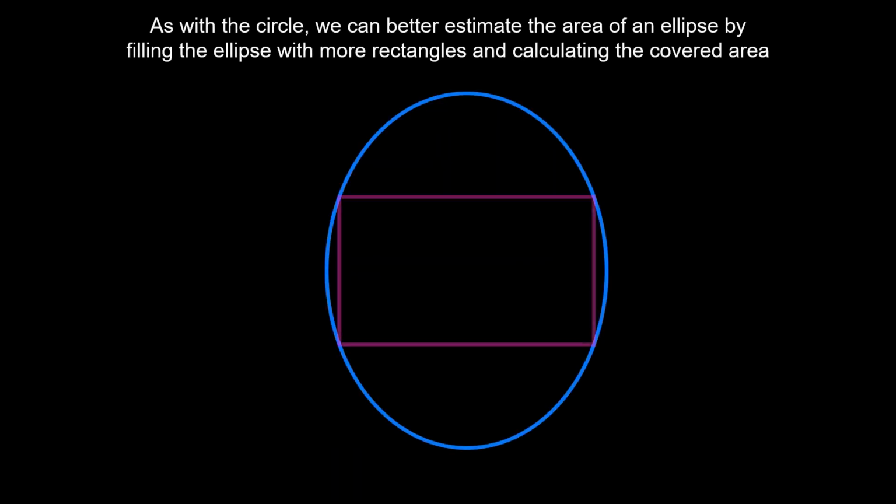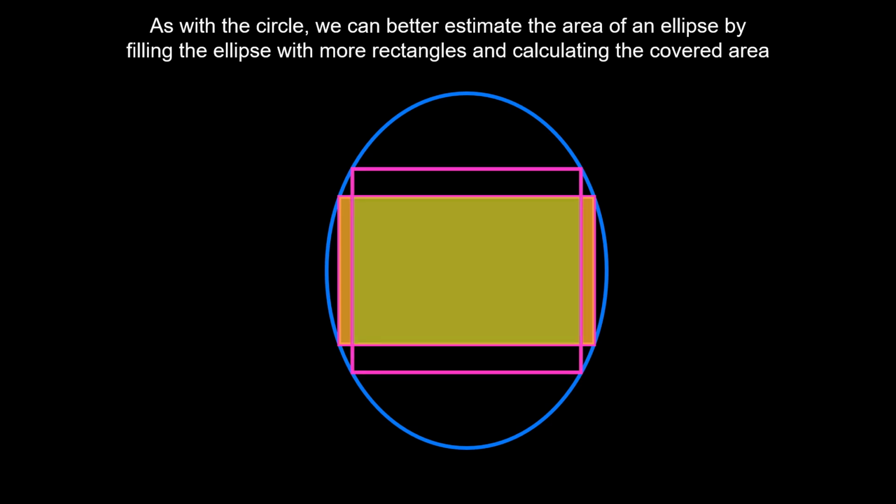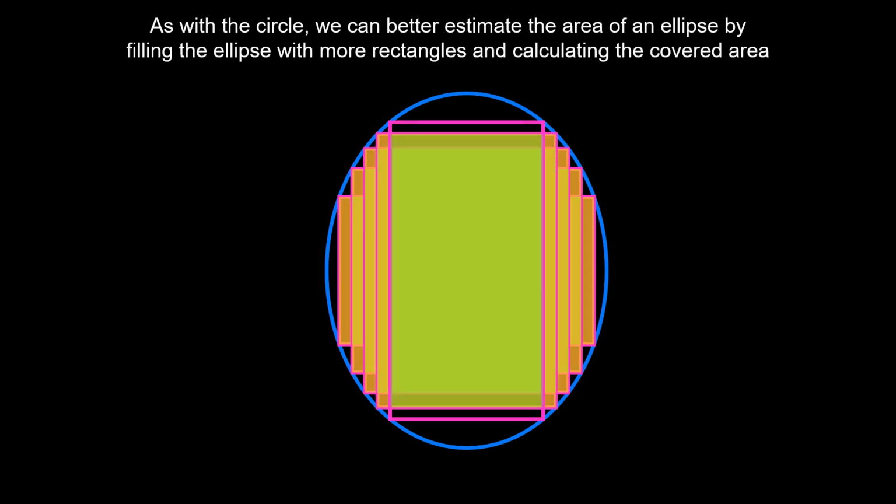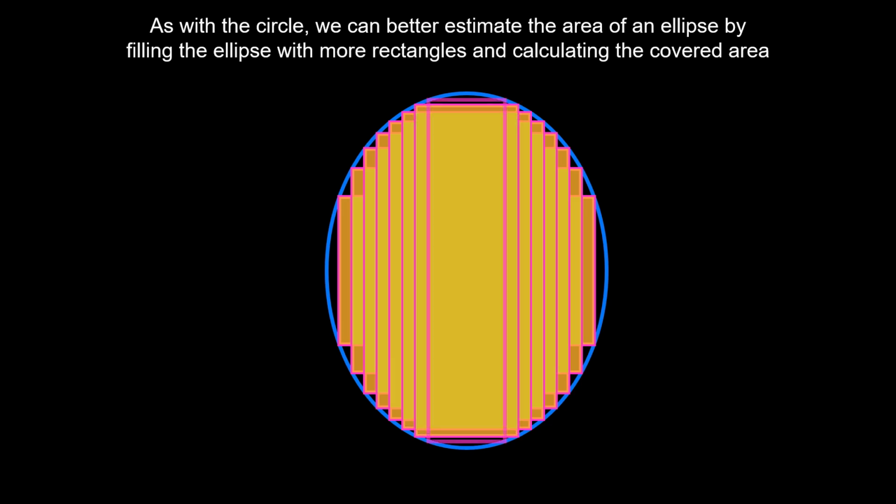As with the circle, we can better estimate the area of an ellipse by filling the ellipse with more rectangles and calculating the covered area.